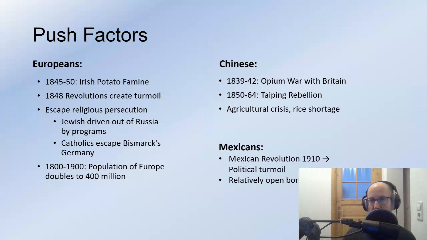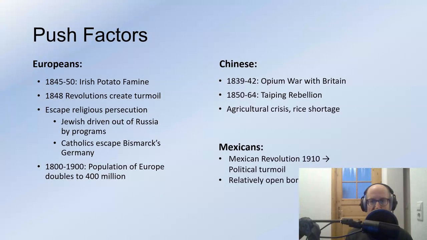A lot of Chinese were likewise looking for an escape hatch. The Opium Wars with Britain were really tumultuous. The Taiping Rebellion was tumultuous. This tumult led to an agricultural crisis and a food shortage, in particular a rice shortage. So the Chinese were looking for a place to be free, to be safe, and to be fed. Yeah, and that's what pushed them out.